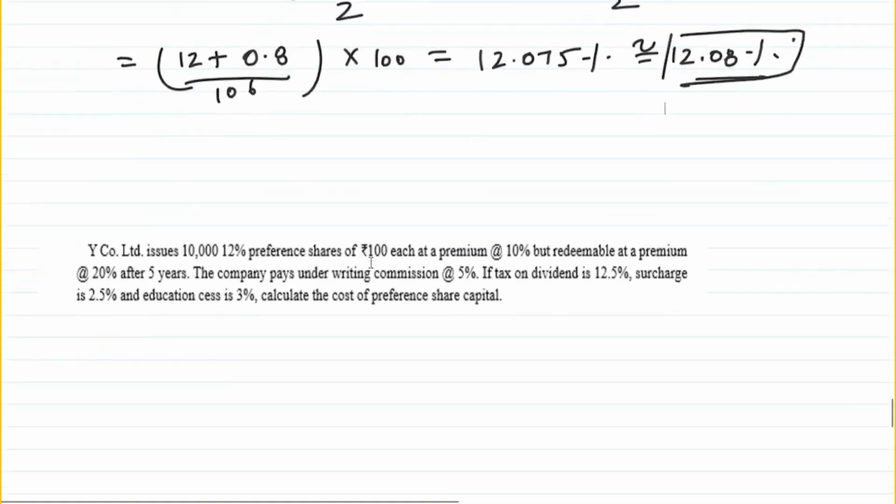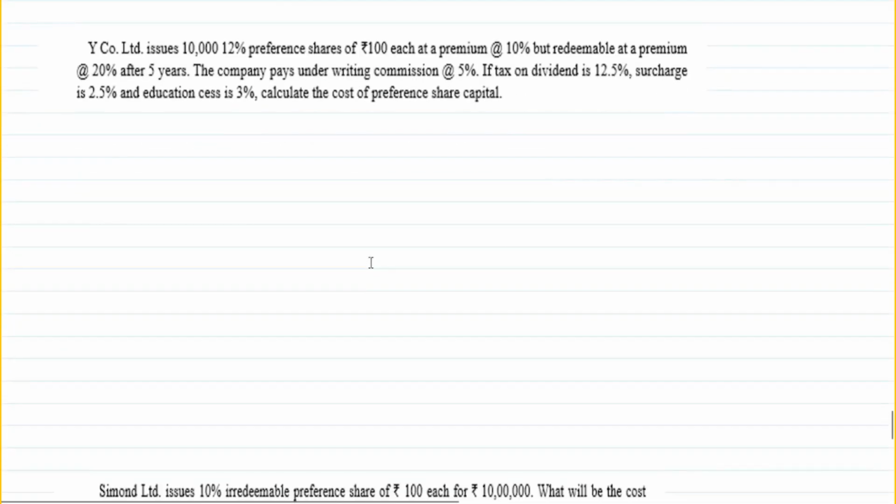Okay, moving on to the next question. My Limited issues 10,000 12% preference shares of rupees 100 each at a premium of 10%, but redeemable at a premium of 20% after 5 years. Company pays underwriting commission of 5%. In this question it's given that tax on dividend is 12.5%, surcharge is 2.5%, and education cess is 3%. So we are supposed to compute the cost of preference share capital.